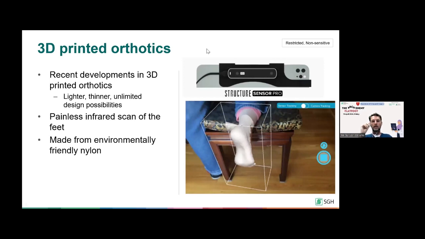Okay, looking at this photo here, at the top we've got an image of some hardware that we use, and this is a device that we use to actually scan the foot. In the image at the bottom right, you can see the application of the scan. It's a painless infrared scan of the feet, and it paints the foot in that white color. It looks like a plaster of Paris foot. And it's this that we then use to send to the laboratory. So this gets sent electronically. So it's very quick. And we will have the device printed and then completed.